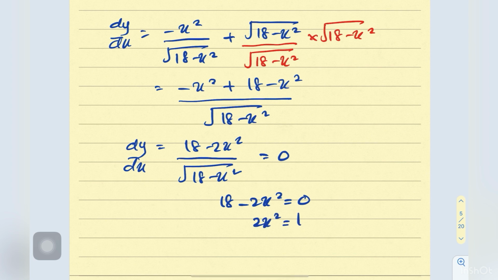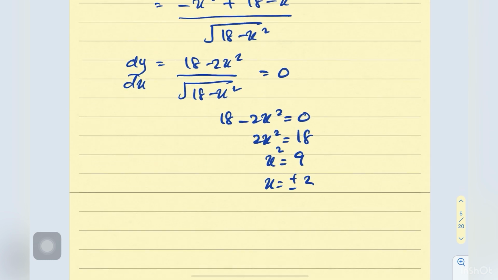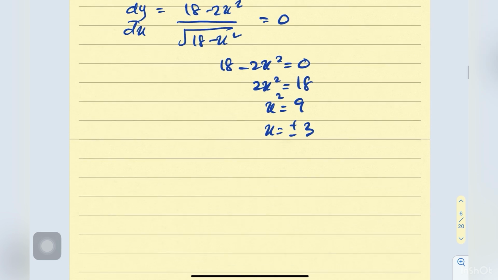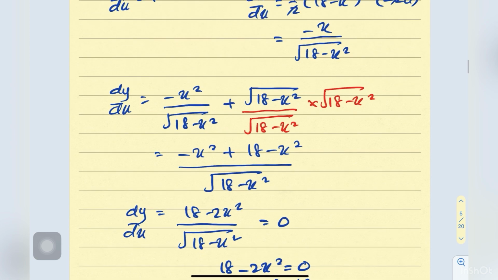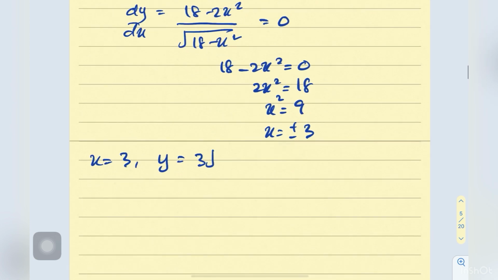2x squared equals 18, x squared equals 9, and x equals plus or minus 3. Okay, coordinate, find x and y. So when x equals 3, y equals 3 square root 18 minus 3 squared.